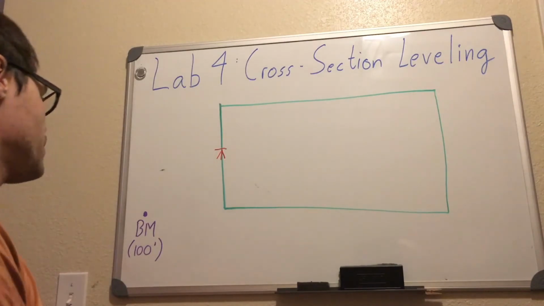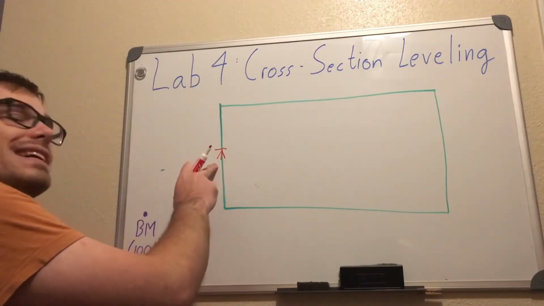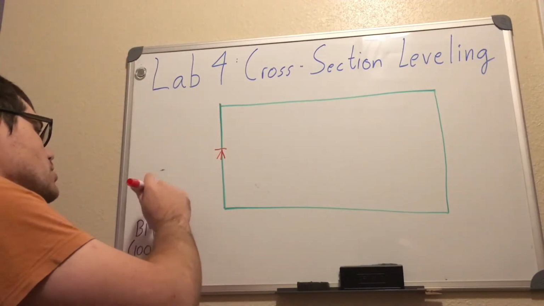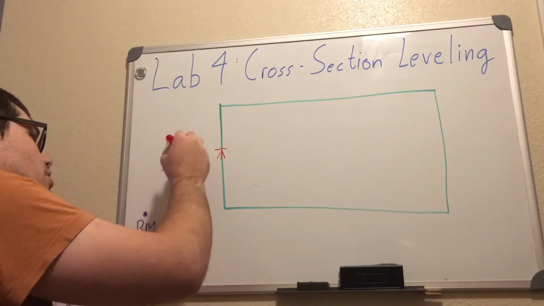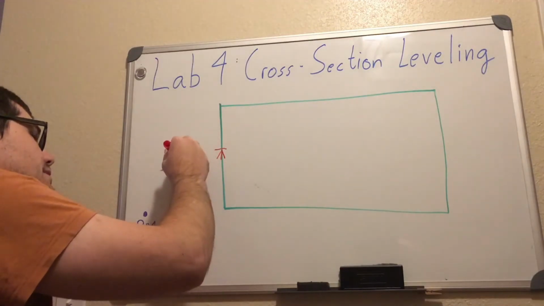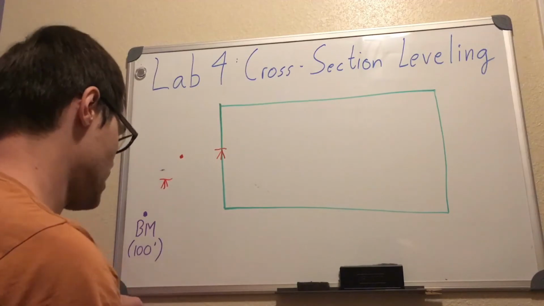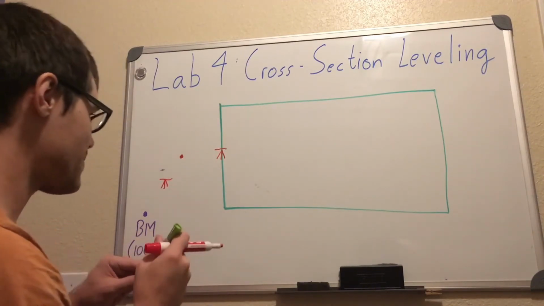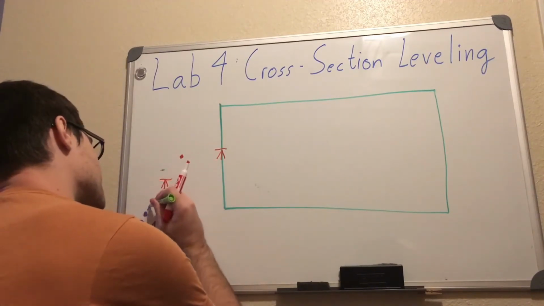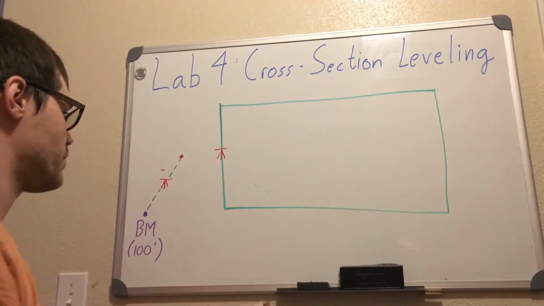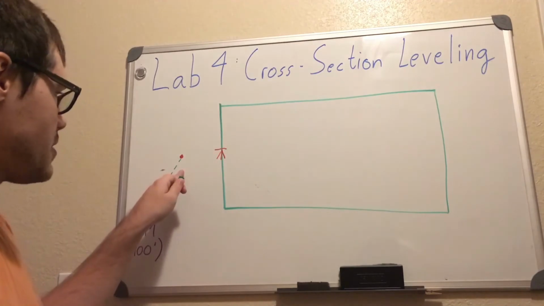And basically what you're going to do is take however many turning points you need to get to this point. So we'll just assume that we needed one turning point, and we'll put it right here, okay? And we'll say we had one back sight here to there. We did a front sight, okay? So you would record that in your data table, the back sight and the front sight.